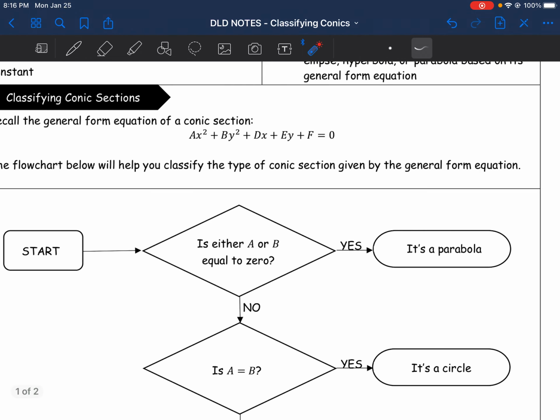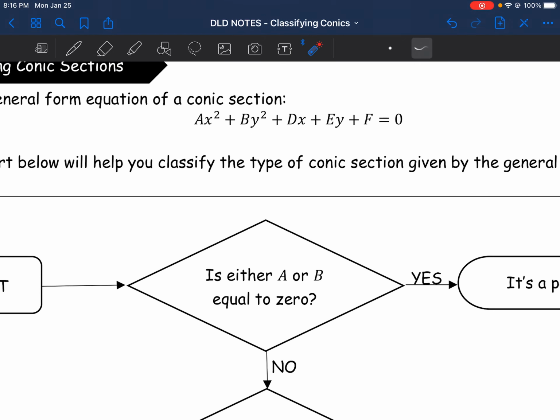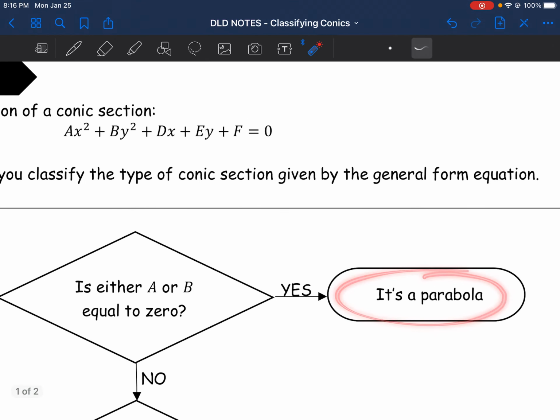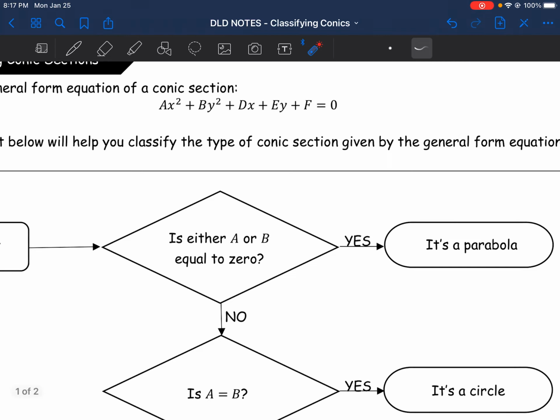So to start with the classifying problem, we're going to look at, is a or b equal to 0? If either the coefficient of x squared or y squared is equal to 0, then we would have a parabola. What that basically means is, if a was 0, well, 0x squared would completely get rid of the x squared term. If b was 0, well, 0 times y squared would completely get rid of the y squared term, and you would only have an x squared. So if you're missing either an x squared or a y squared, that means you have a parabola.